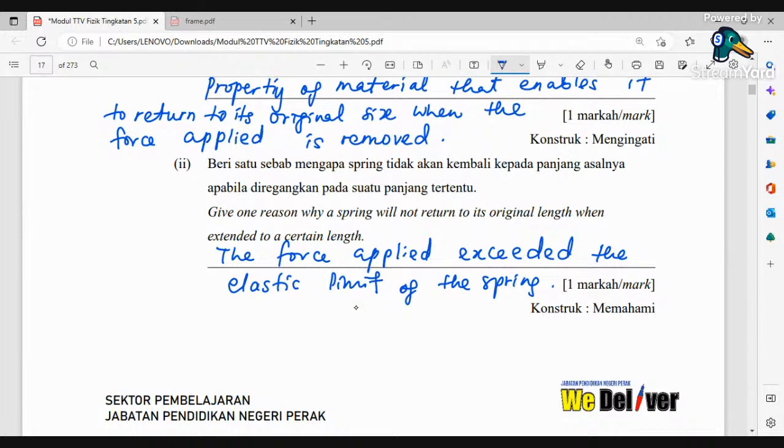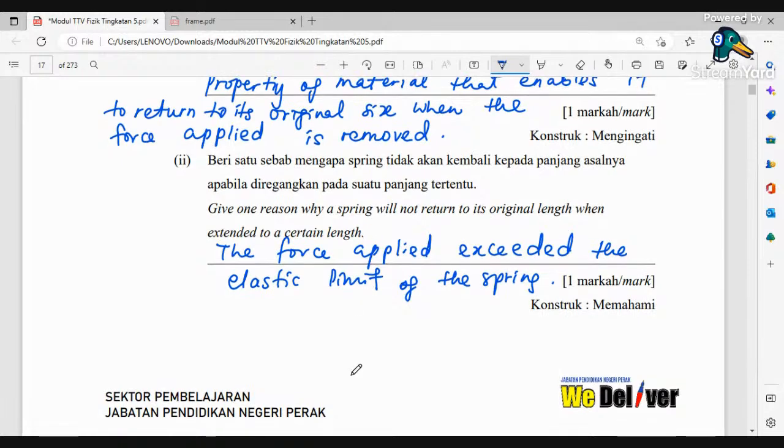Okay, so what is the meaning of elastic limit? It is the maximum force that can be applied before it loses its elasticity. Okay, that is the elastic limit.